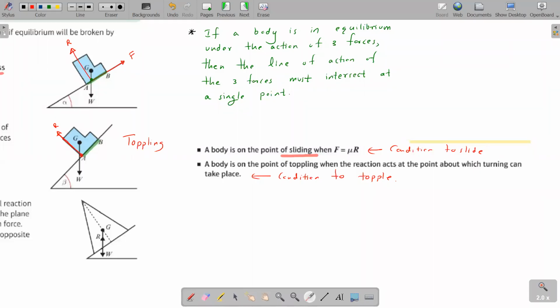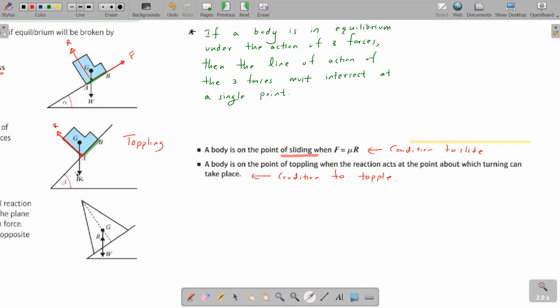All right, guys. I think I'll just quickly go through this, as you might be confused. If I go back over here, this was the condition to slide. Just to make things clear: the body is on the point of sliding when F equals mu R. This is the condition to slide. The second point I told you, this is the condition to topple.